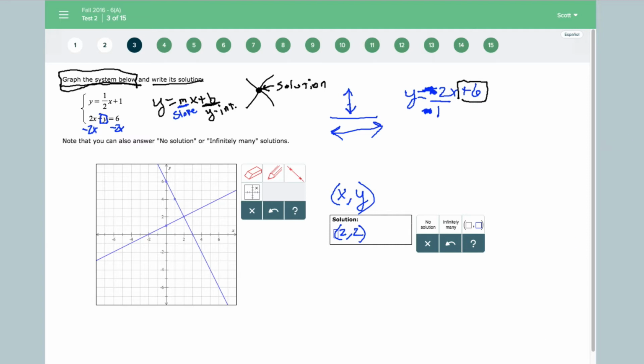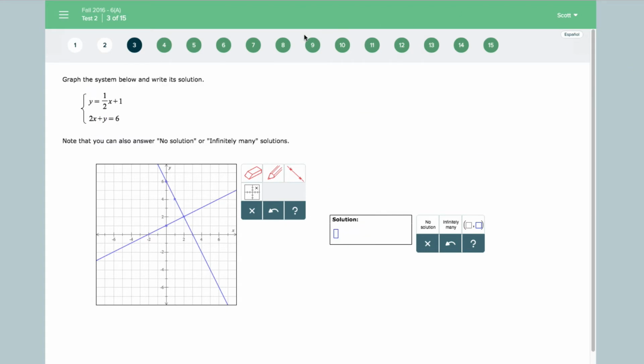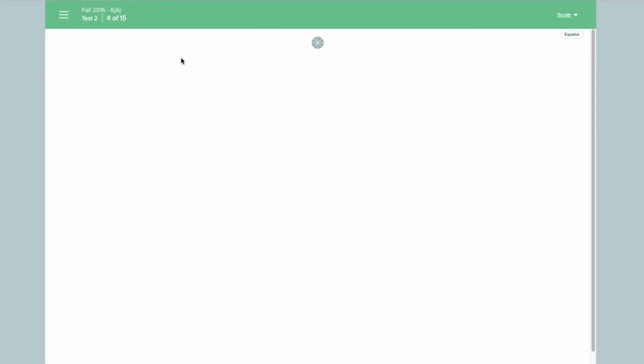So that's how you do the questions like 3. Always just graph it first. Don't try to do substitution. These ones, it's easier to graph. You have to graph them anyway, so you might as well just do that first. So that's how you do 3, and I believe 4 is exactly the same.